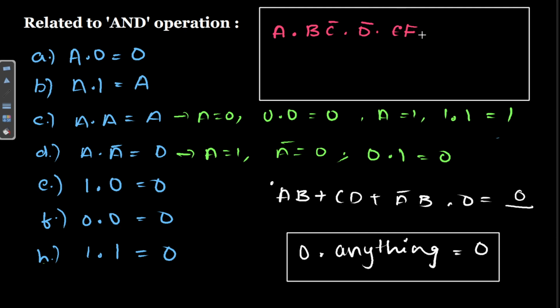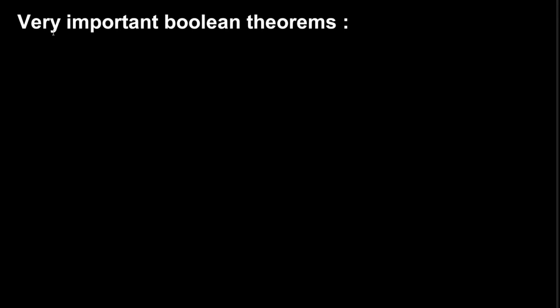See, if D is equal to 1, how can we solve this one? If D equal to 1, then my D bar will equal to 0. If I am multiplying anything with 0, my answer will be equal to 0. You need not simplify everything; just simplify one value and you will get the whole answer. And this is one of the most important ones in AND operation. 0 into anything is always equal to 0. Then we will learn some important Boolean theorems as well.